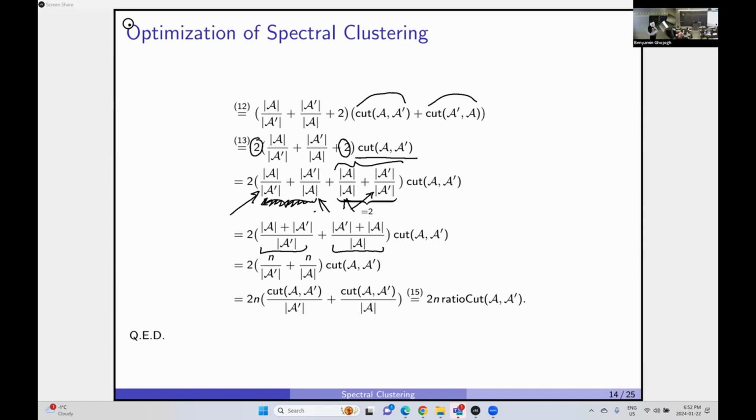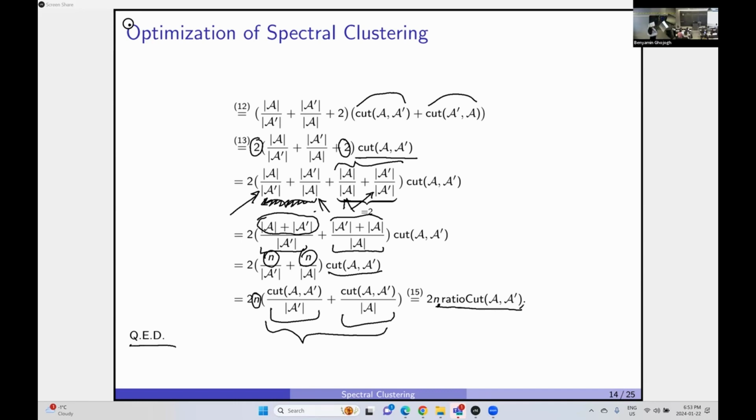Now what happens? What is cardinality of A plus cardinality of A prime? It will be the cardinality of the whole data, which is n. Likewise, this will be the whole data n. Now I factor out n. I will have it here. And I multiply this cut to the fractions. I will have this. What is this, guys? That was exactly the ratio cut that we defined. So we just proved that. QED.